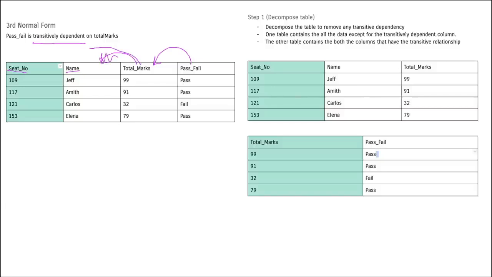Well, actually, it's not going to be name in this case. It's going to be seat number. But pass-fail depends on total marks entirely and doesn't really have a connection to seat number. Again, this is taking context into account. And this is a problem in third normal form.